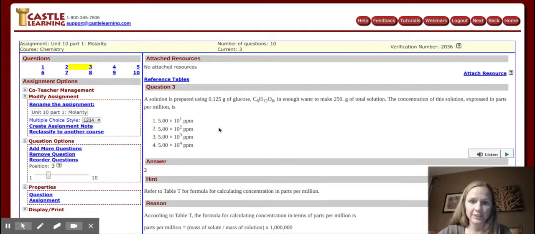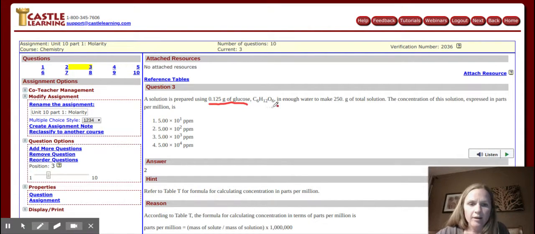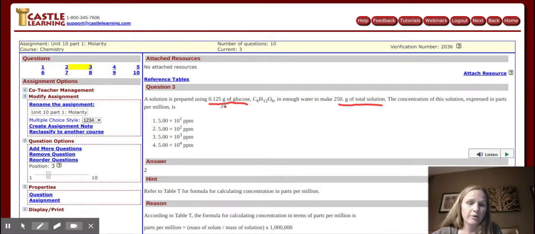Here's question 3. It says the solution is prepared using this many grams of glucose. That looks like a solute to me. So there's my solute, in enough water to make this much solution. The concentration in parts per million is what? So remember my formula was how many grams of solute?